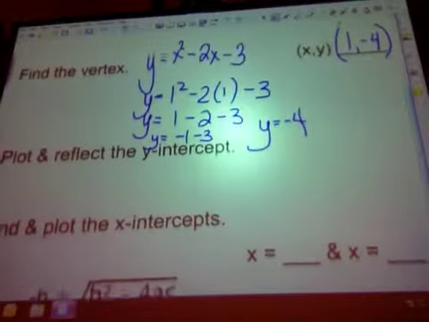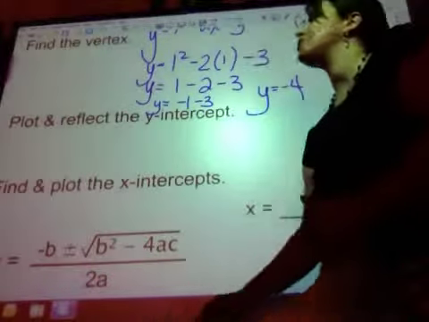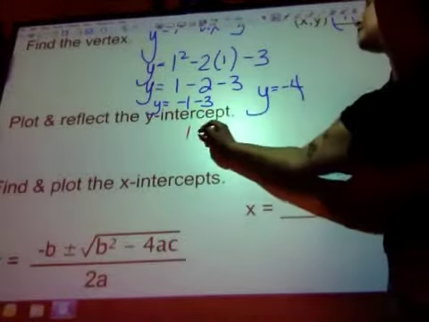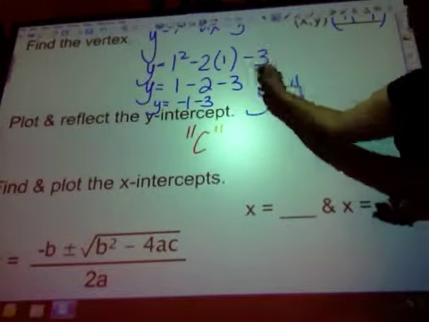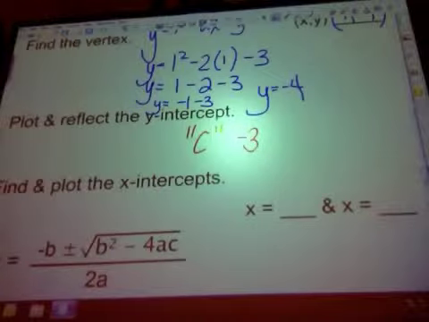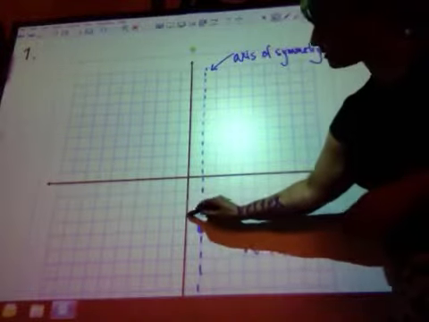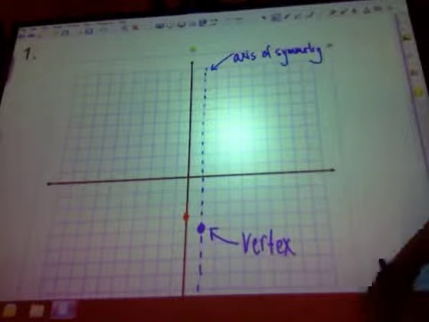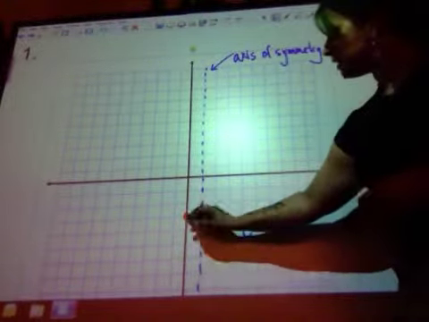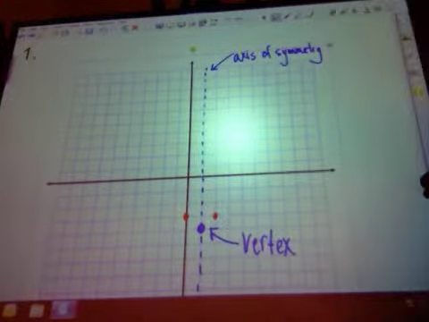After you find the vertex, the next step is to plot and reflect the y-intercept. In our original equation, the c always stands for the y-intercept. In our case, the c was the negative 3. So we're going to come back to the graph, and we will plot on the y-axis our y-intercept of negative 3. Then we're going to reflect that across the axis of symmetry. So we've got our dotted line. Remember I said that's where you could fold it in half? If you did, the red dot would end up over here.